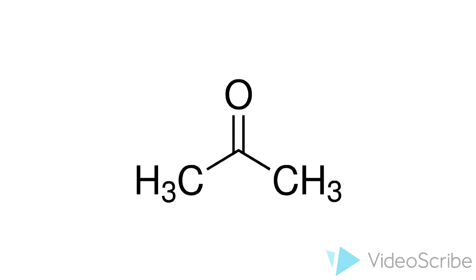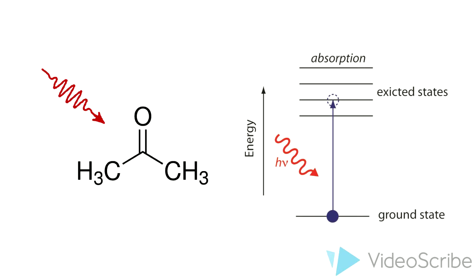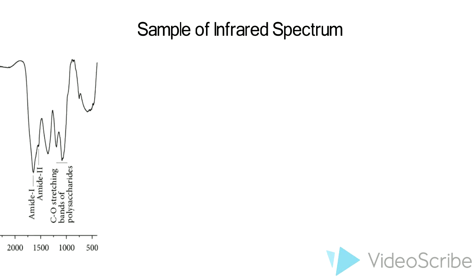When infrared radiation is shone on a compound, the incoming photons interact with electrons in covalent bonds and excite the bond from the ground vibrational state to the first excited vibrational state. These characteristic vibrations allow us to determine what bonds are present in the compound.